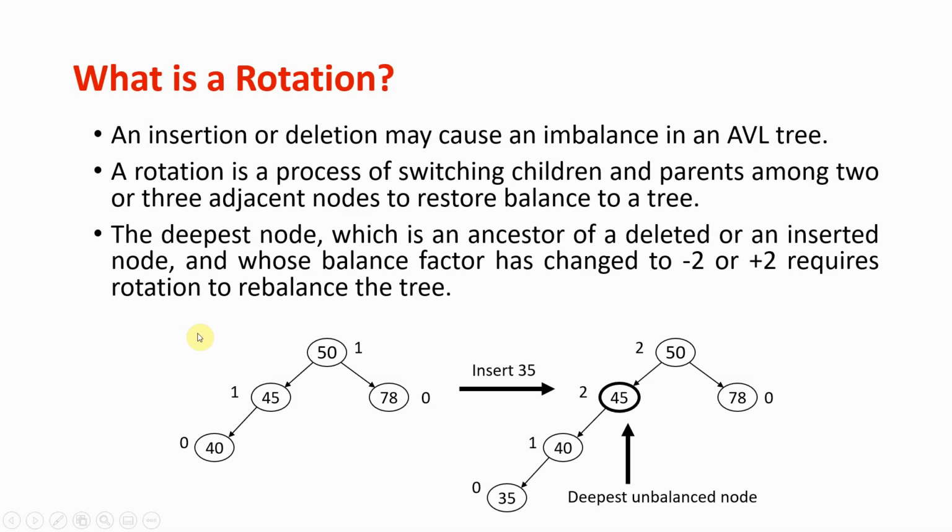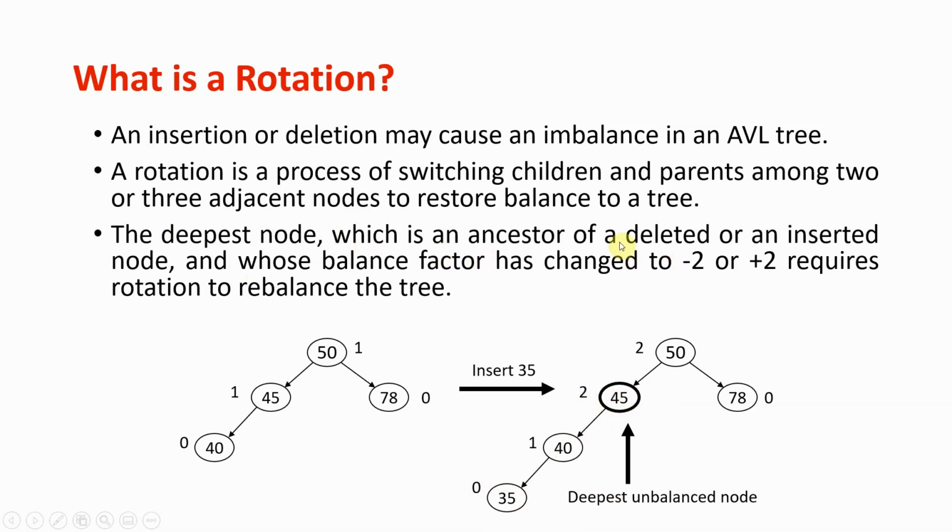What is a rotation? After insertion or deletion, the operation may cause an imbalance in the AVL tree. And so a rotation is a process of switching children and parents among two or three adjacent nodes to restore balance of a tree. So always remember that rotation is done at most on three nodes. We only consider three nodes from the node that lost its balance, its AVL property, so the balance factor became either 2 or negative 2. If we go down towards the newly inserted node, we consider those three nodes. We might have other nodes here, like our inserted node might be just below this, but we only need to do the rotation on three nodes.